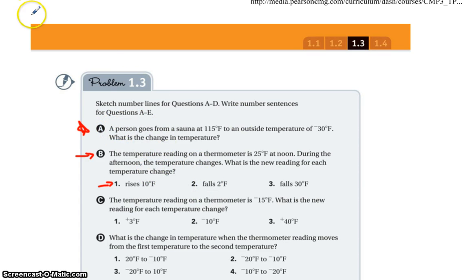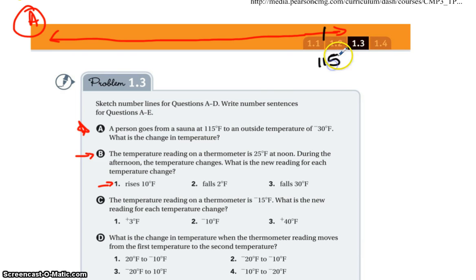All right, so for question A, we've got a person who goes from a sauna at 115 degrees to an outside temperature of -30 degrees. What is the change in temperature? Well, if we make our number line, we're going to draw a line, and I'm still thinking of the temperatures from the last one. Let's make our number line. And then in black, we'll put the 115 degrees here. And then the outside temperature would be over here to the left, negative 30. And 0 would probably be somewhere about there.